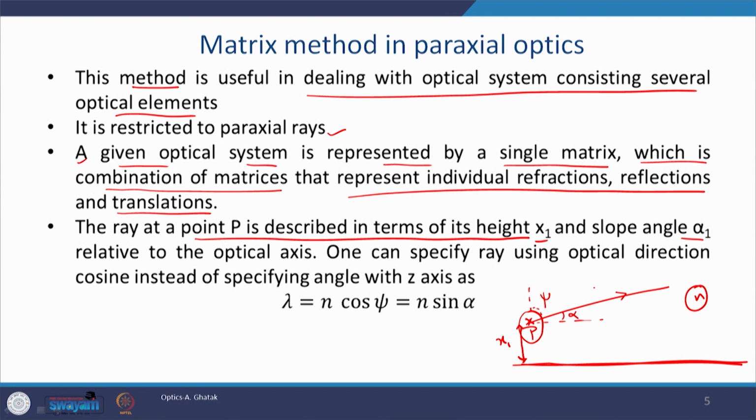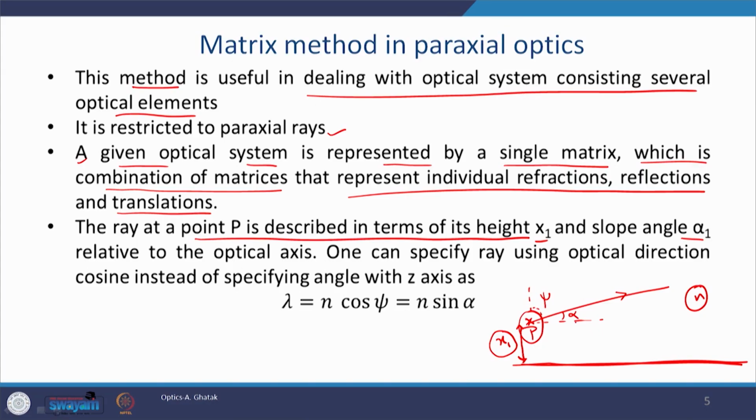Okay. Now, to designate this point P on the ray, we require two parameters. One is the inclination of the ray with the horizontal, and the second is the distance of point P from the horizontal line. This distance here is x1, and the angle, suppose it is alpha 1. This alpha 1 is from the horizontal, and from vertical the angle is psi 1, say. Now, instead of using two parameters x1 and alpha 1, one can specify the ray using optical direction cosines. Okay, the word is optical direction cosines. Instead of specifying angle, we can use optical direction cosines.